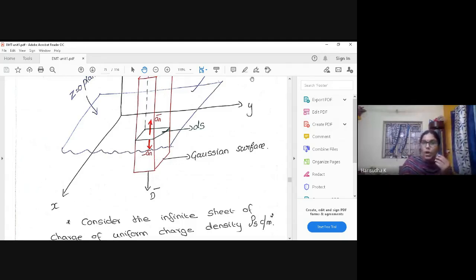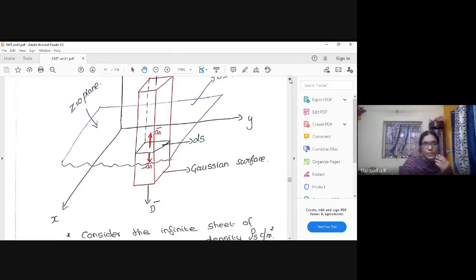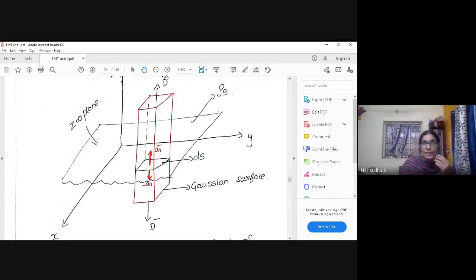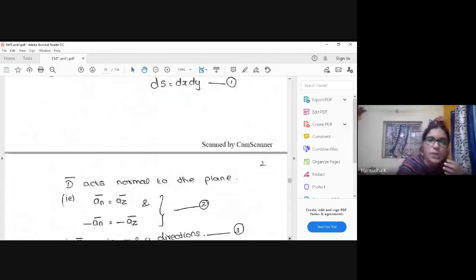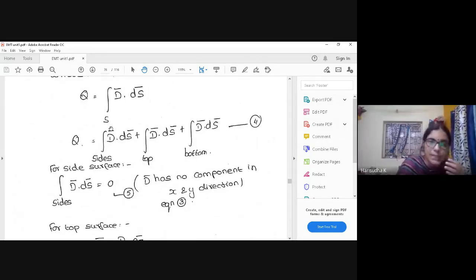So when we talk about D, that is the electric flux density, it is independent of the xy plane. Your D is present in the z axis. That's why for the sides, these are the sides. All these four sides lie in the xy plane. Since D is independent of the xy plane, therefore for the sides, the D component is equal to 0. Okay, so coming to this equation, we have found for the sides it is equal to 0.